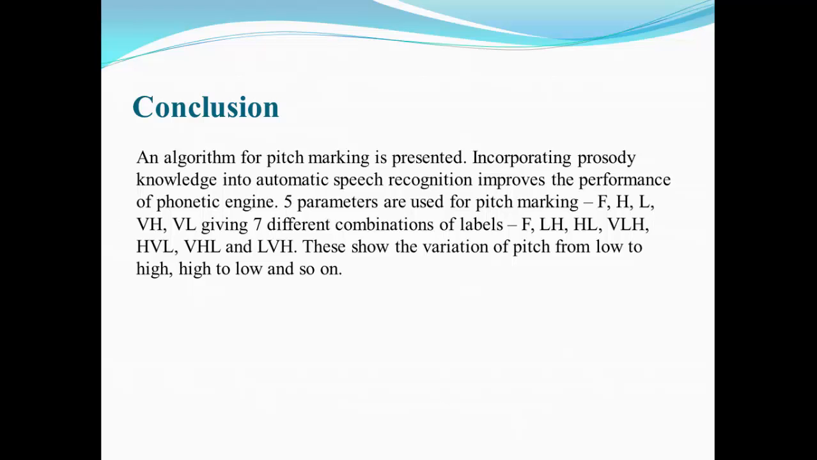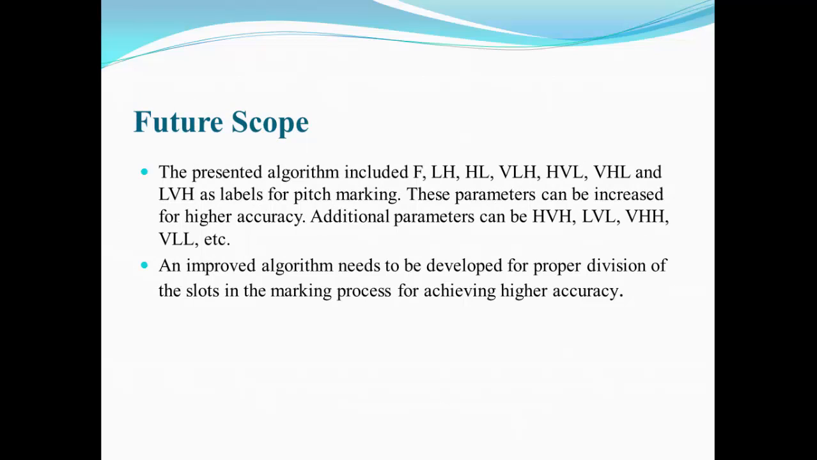So what is the future scope of it? Here we use 7 labels. These labels could be increased to achieve higher accuracy. The labels added can be high to very high, low to very low, very high to high, very low to low, etc. Also, improvement needs to be done for proper division of the slots in the marking process.